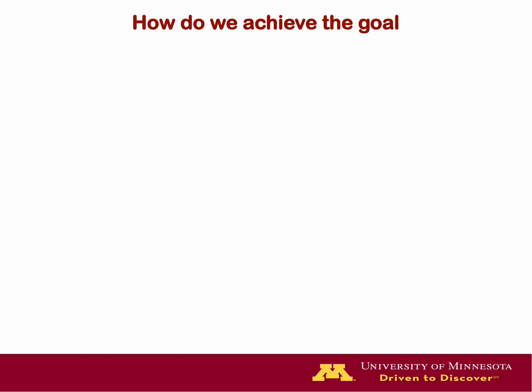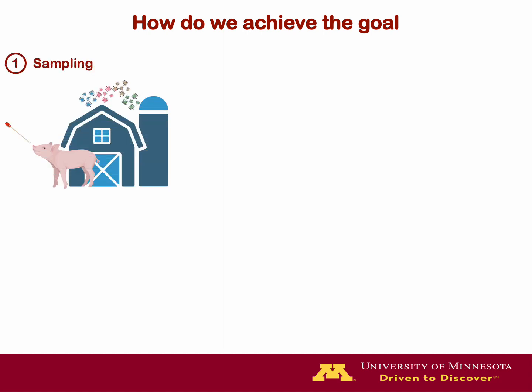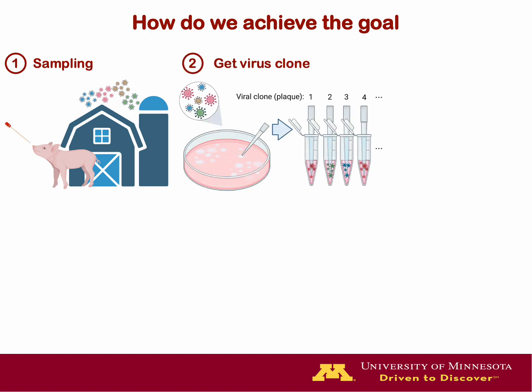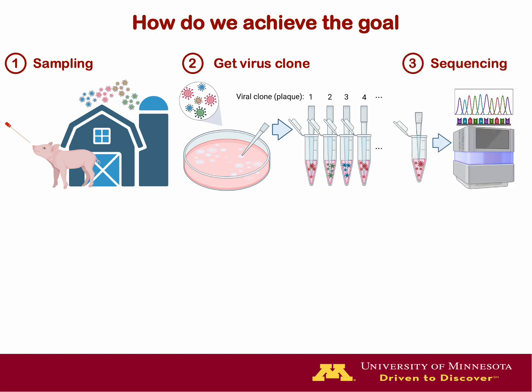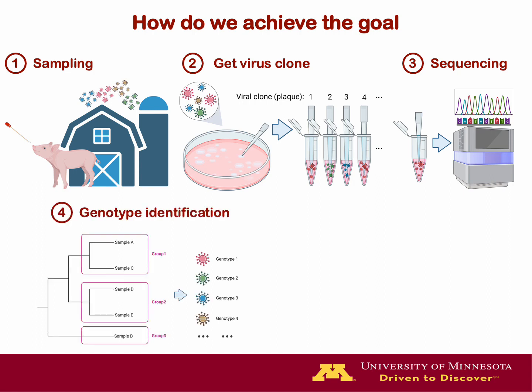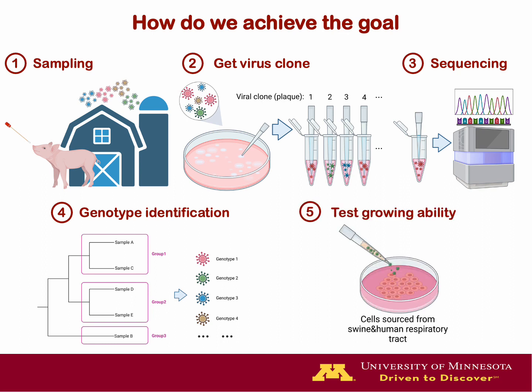In our project, we took nasal swabs of individual pigs from a swine farm that was experiencing multi-subtype influenza co-circulation. Then we performed an experiment called plaque assay to separate the individual virion clones from the virus population in a sample and culture them individually. We submitted all the isolated influenza clones for whole genome sequencing and assigned them genotypes through bioinformatic analysis based on how different each gene segment is from other virus clones. And finally, we will select representative strains to test their growing abilities on cells from swine and human respiratory tracts.